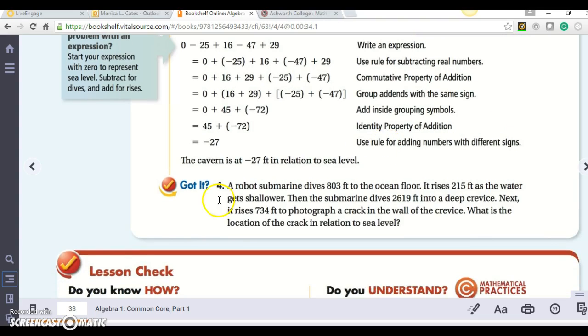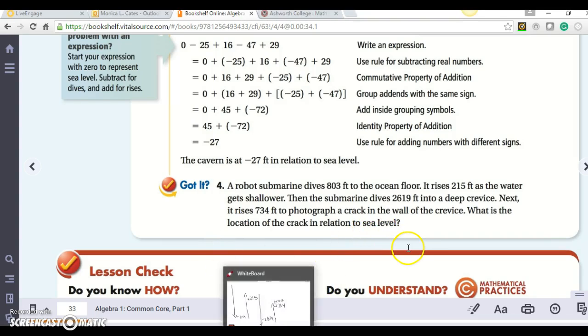So now let's do one on our own. It says a robot submarine dives 803 feet to the ocean floor. It rises 215 feet as the water gets shallower. Then the submarine dives 2,619 feet into a deep crevice. Next, it rises 734 feet to photograph a crack in the wall of the crevice. What is the location of the crack in relation to sea level?